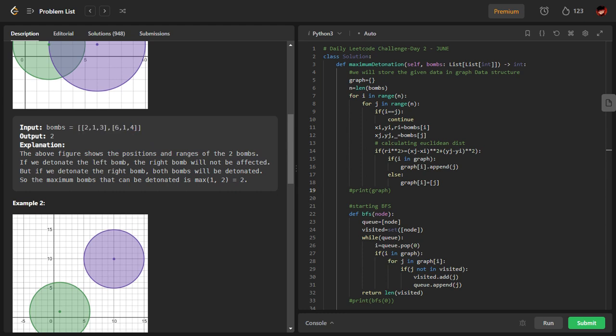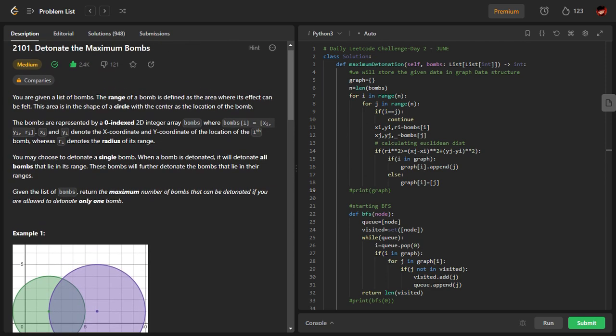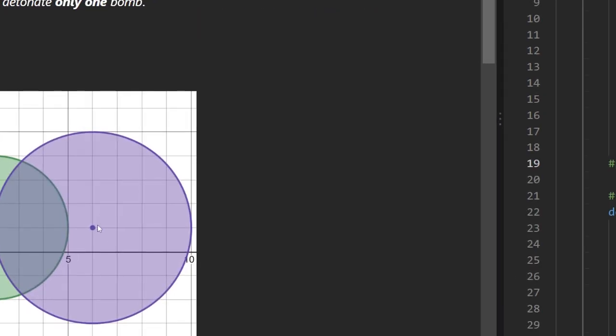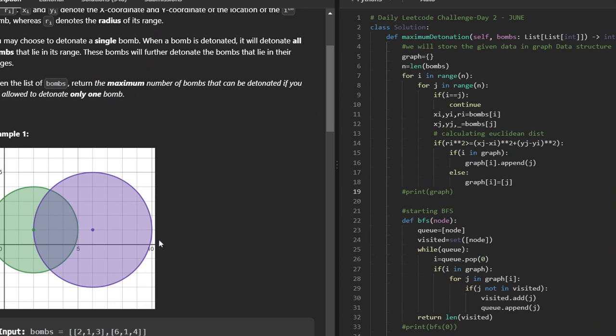You can clearly see each element is a list, and basically it will have three elements. What meaning they convey, let us see in the question. We are given a list of bombs. The range of a bomb is defined as the area where its effect can be felt. The area is in the shape of a circle. For example, if you have a bomb at this particular dot, it can explode in this particular area, the purple or violet color which you're seeing here.